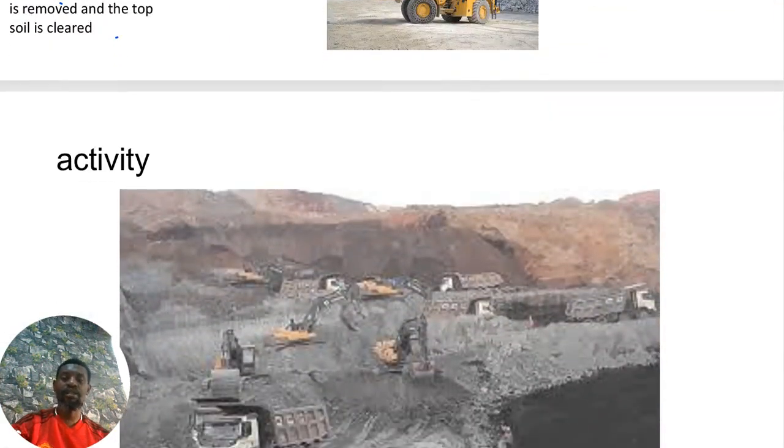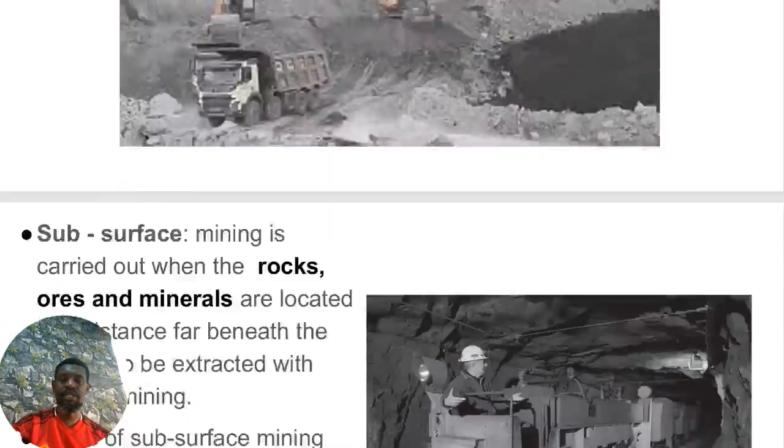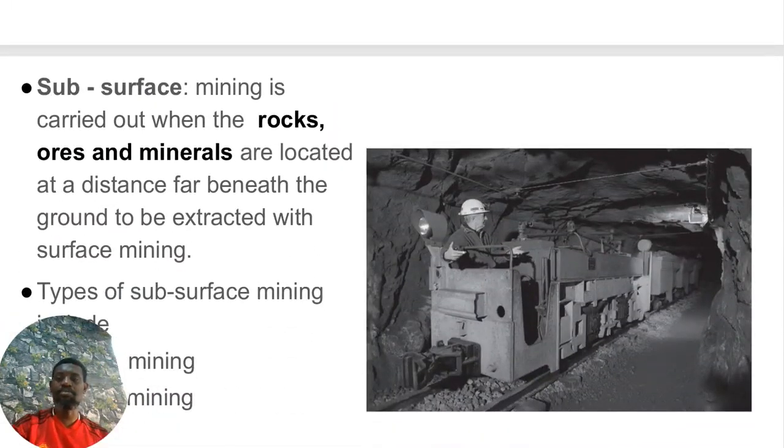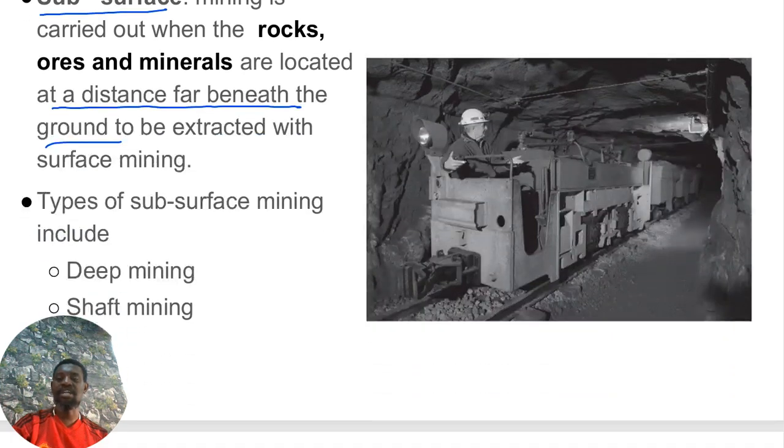Now, there's no time to look at this. Subsurface extraction is done when the mineral is found deep beneath the earth's surface. That is, when the rocks, ore and mineral are located at a distance far beneath the ground to be extracted by surface mining.